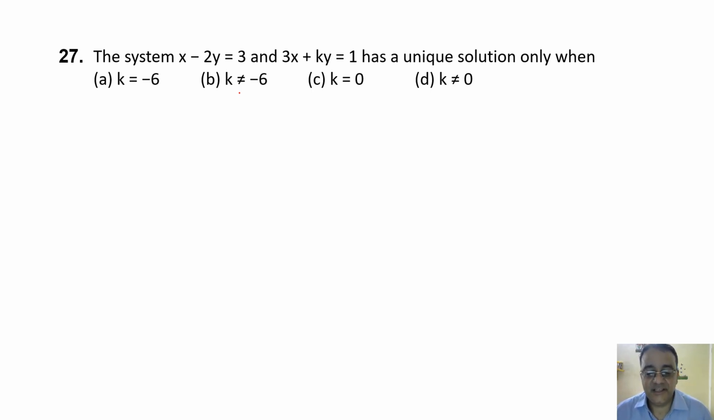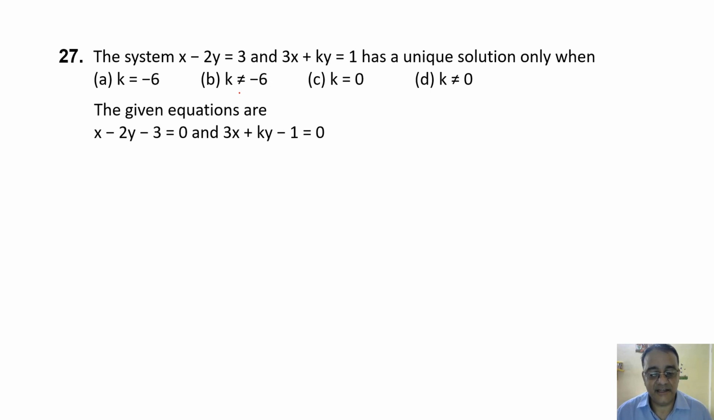So we'll write first in general form. The first equation will become x minus 2y minus 3 is equals to 0. And the second equation will become 3x plus ky minus 1 is equals to 0. Now we will write a1, b1, c1. So what is a1? 1. b1, minus 2. c1, minus 3. a2, 3. b2, k. And last c2, minus 1. Very good.